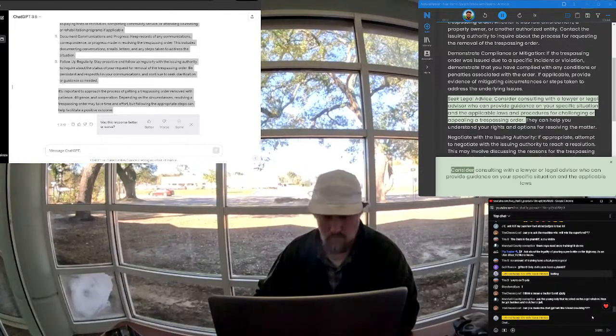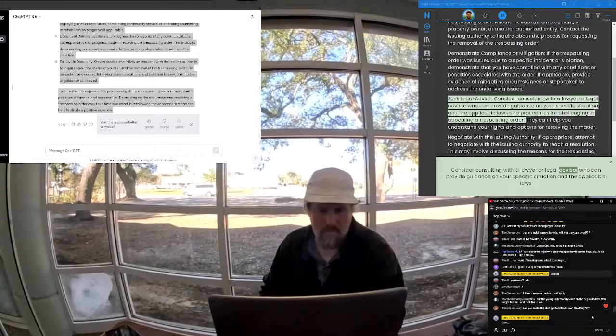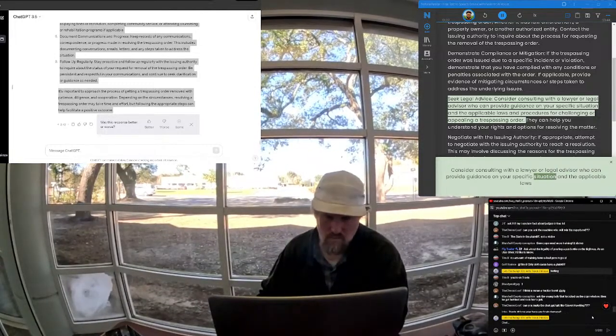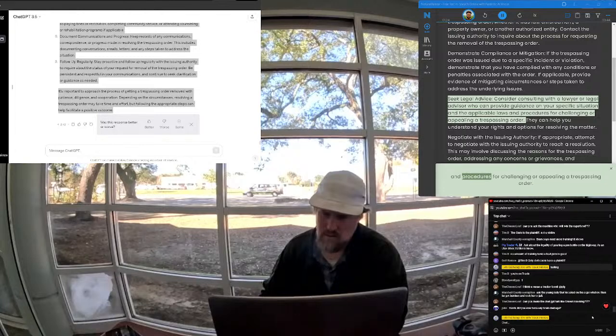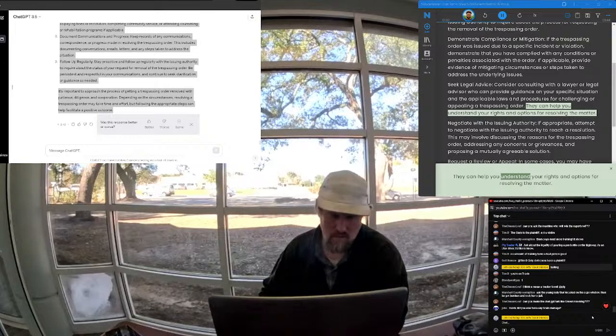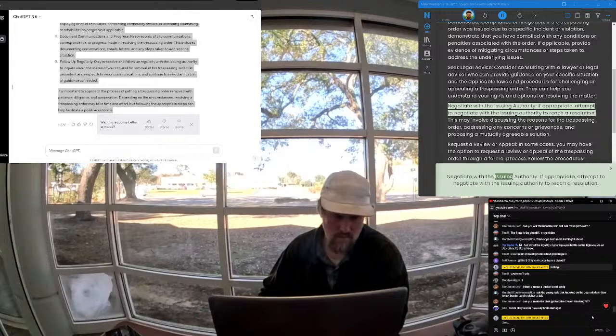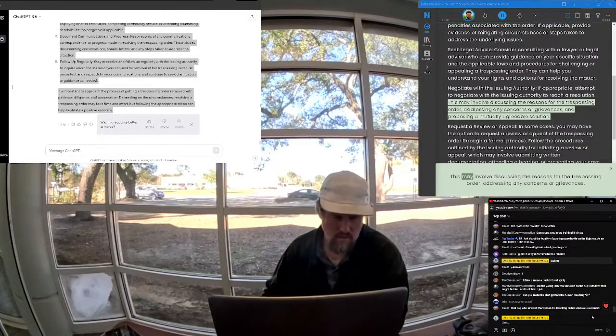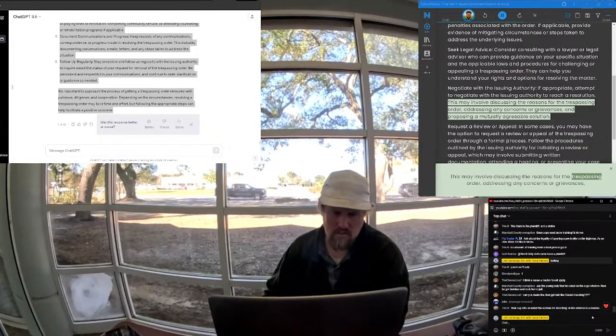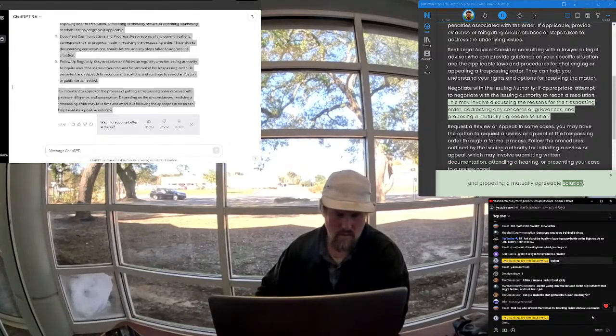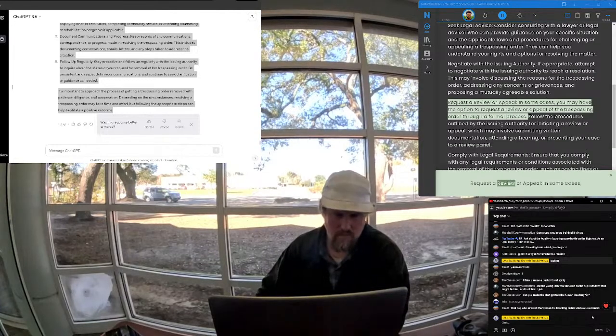Seek legal advice. Consider consulting with a lawyer or legal advisor who can provide guidance on your specific situation and the applicable laws and procedures for challenging or appealing a trespassing order. They can help you understand your rights and options for resolving the matter. Negotiate with the issuing authority. If appropriate, attempt to negotiate with the issuing authority to reach a resolution. This may involve discussing the reasons for the trespassing order, addressing any concerns or grievances, and proposing a mutually agreeable solution.